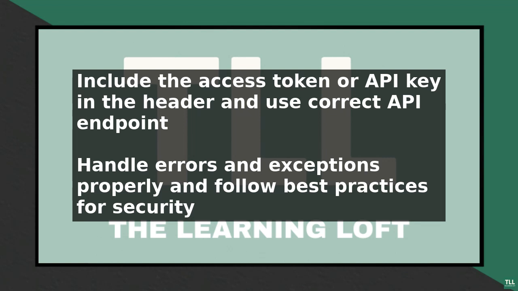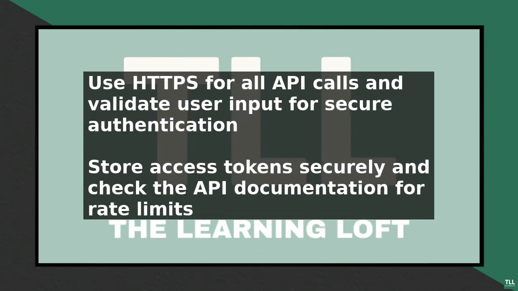It is also important to handle errors and exceptions properly, and to follow best practices for security and authentication. Best practices include using HTTPS for all API calls, validating user input, and storing access tokens securely. By following these steps and best practices, you can successfully authenticate with the Bill.com API and start making API calls to integrate Bill.com with your application.